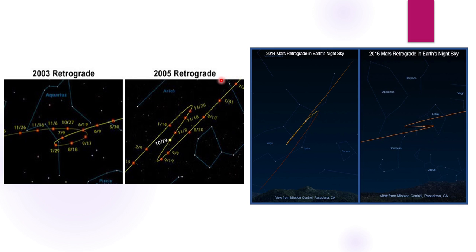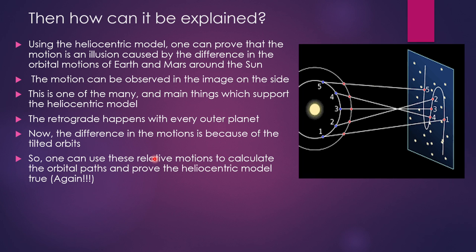And here, using these movements, one can prove that the heliocentric model is a better way to represent these motions. So now let's use the heliocentric model, and using that, one can prove that the motion is an illusion which is caused by the difference in the orbital motions of Earth and Mars around the Sun. If you look at this image, you can observe how the illusion is happening.